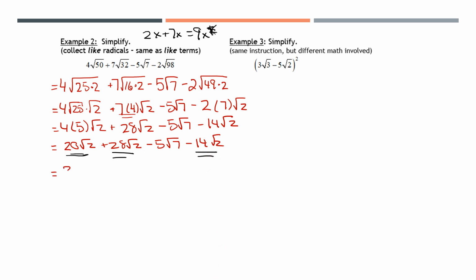So this is 34 root 2. And then this last one here, minus 5 root 7, I couldn't do anything with that, and there's no like terms to add or subtract with it. So that's my answer there.